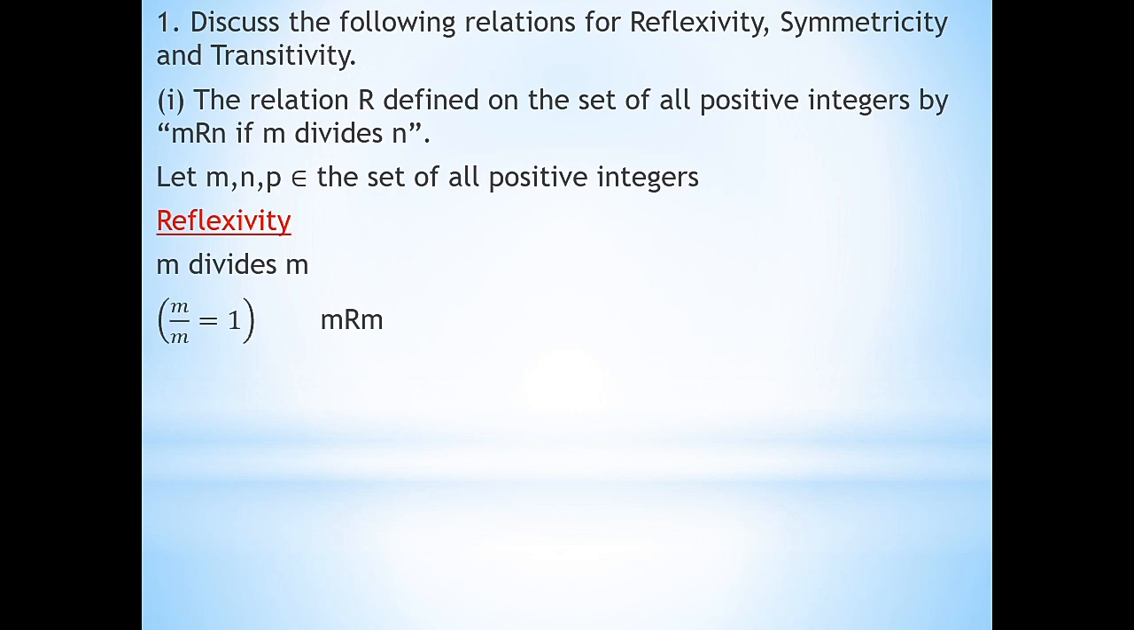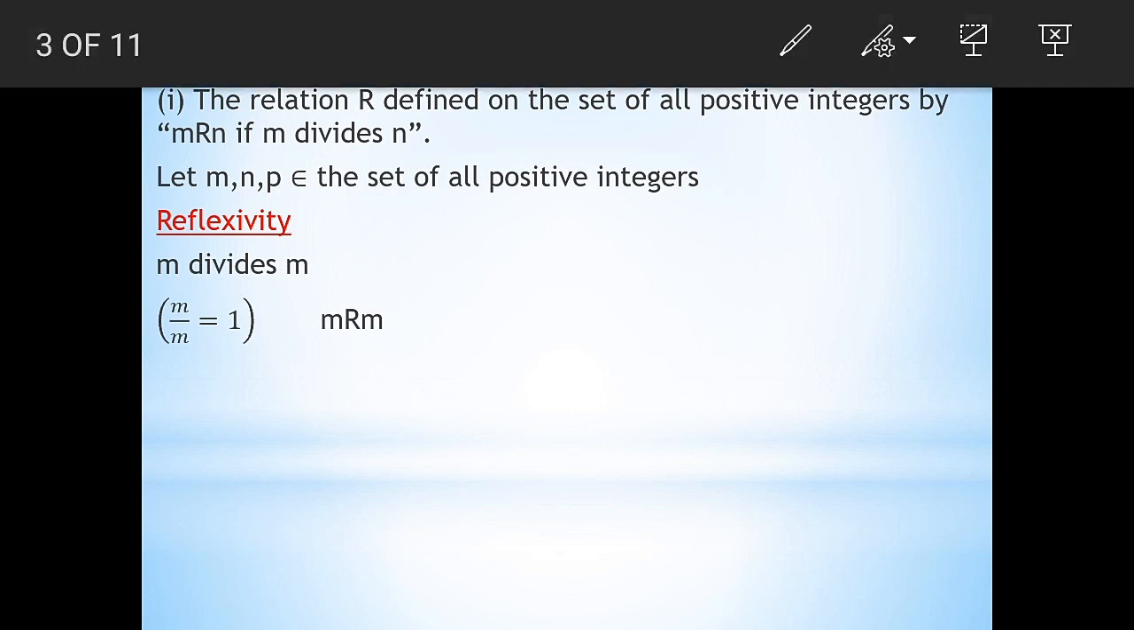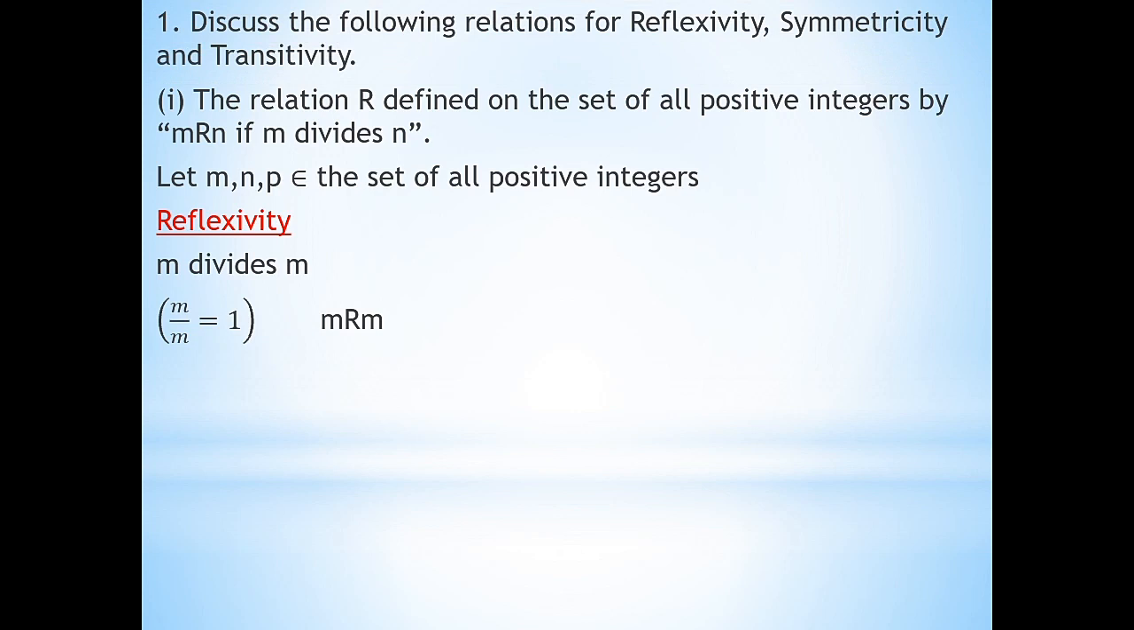m is related to m. So we can say R is reflexive. Okay, right. R is reflexive. Now we'll get into the next property. Okay, so what is the next property? Symmetricity. Symmetricity means what?